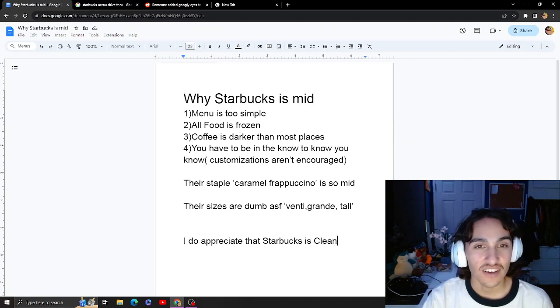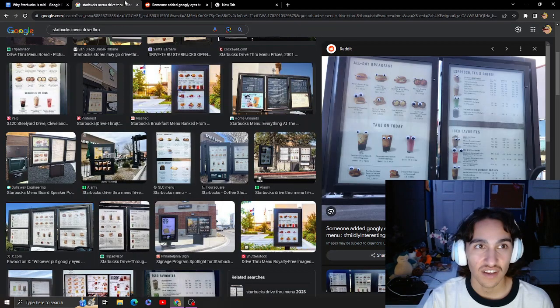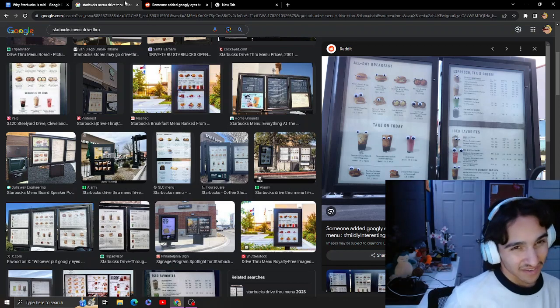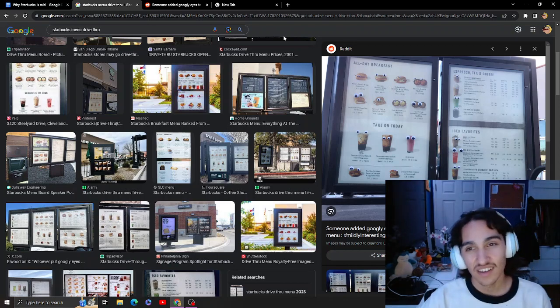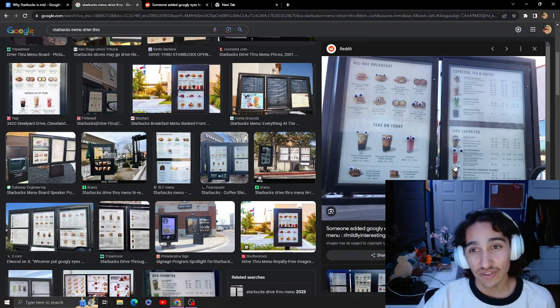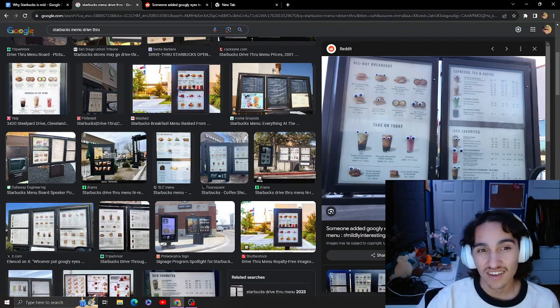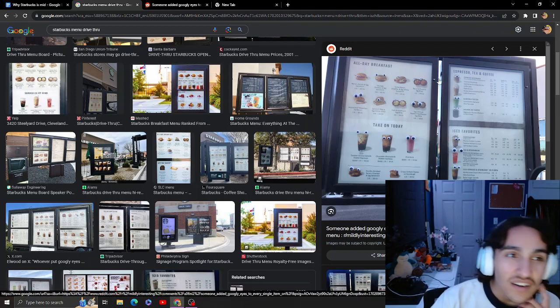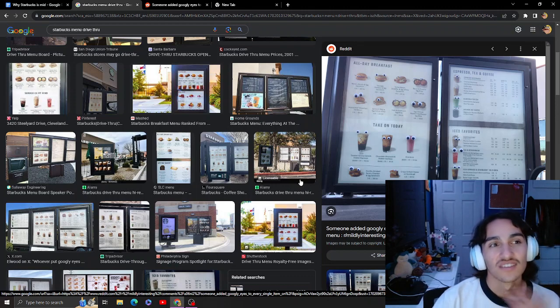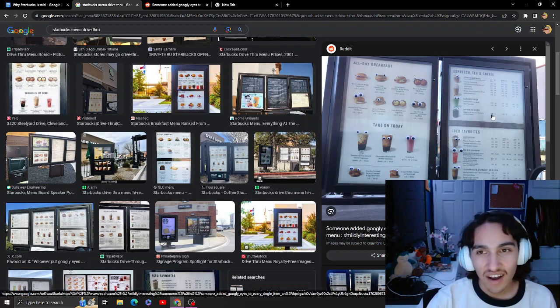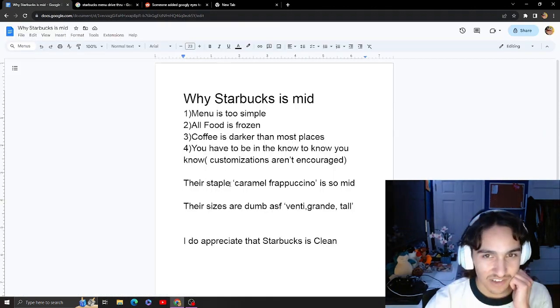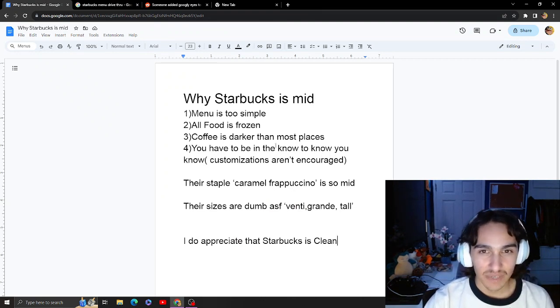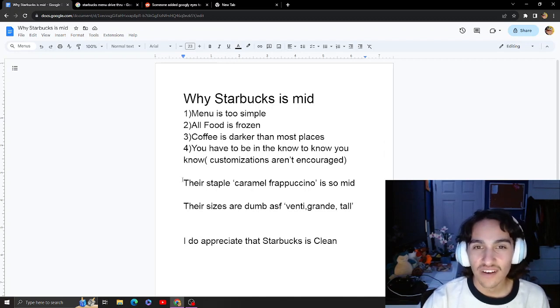Number three, coffee is darker than most places. I'm not sure if y'all have had this problem, but the general taste of Starbucks is a bit darker than most coffee places. I don't know why they do that. Maybe just so they can get people more addicted. I don't know, but I don't want my coffee tasting dark or bitter.